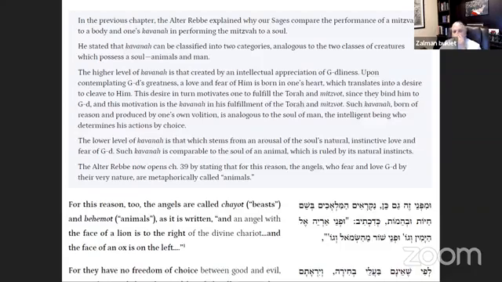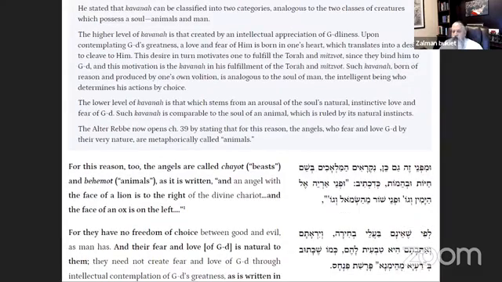The Alter Rebbe now opens up chapter 39. This is more of a Kabbalistic chapter, stating that for this reason, angels, and we're going to go a little bit into the angels, angels who fear and love God by their very nature are also called animals. That's what we call angels in the Torah, and you see it in the davening. We call them animals because they have only instinct. They don't have choice. The second you don't have choice, you are basically in the concept of an animal, not in a negative way, in a positive way.